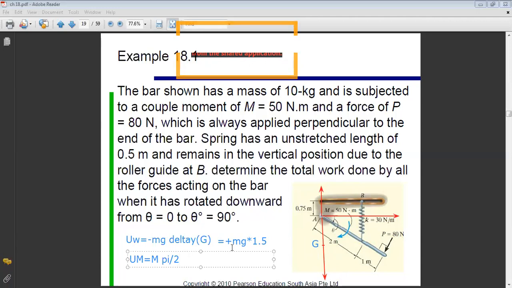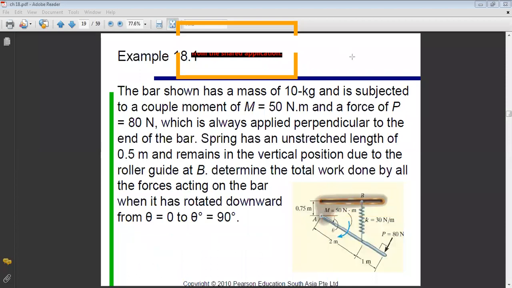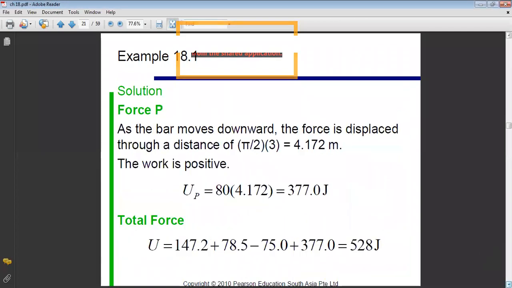Okay? Does the reaction at A have work? The reaction at the pin here. I have a reaction, does it have any work? No. Why? Because A is fixed, so it cannot produce any work. Okay? Any question for this problem? So it's a very simple chapter.